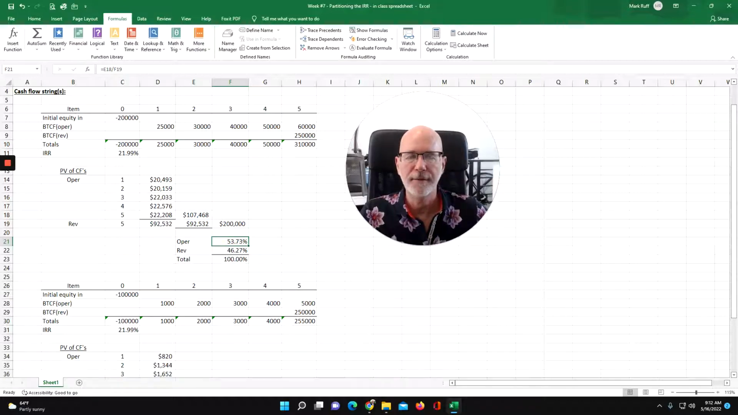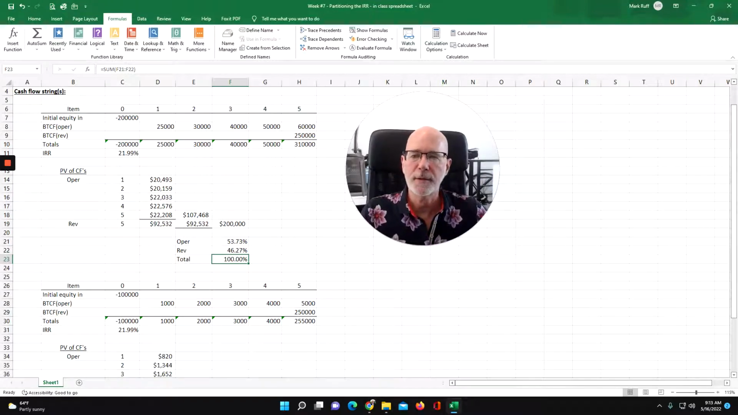That's going to give me a 53.73%. Then I take this future value of 250 discounted back by the 21.99% for a 5-year hold, which is going to give me 92. So then what I do is I simply take my 92 and divide it by the 200 to get 46.27. These two percentages should always equal 100% in the aggregate.